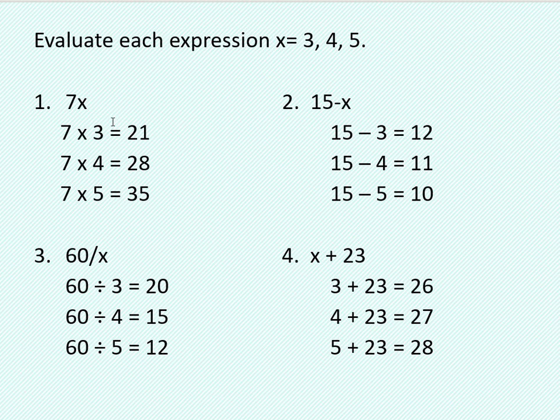So here are your answers. 7 times 3 equals 21. 7 times 4 equals 28. 7 times 5 equals 35. Now for 15 minus x, 15 minus 3 is 12. 15 minus 4 is 11. 15 minus 5 is 10. For number 3, 60 divided by x, 60 divided by 3 equals 20. 60 divided by 4 equals 15. 60 divided by 5 equals 12.